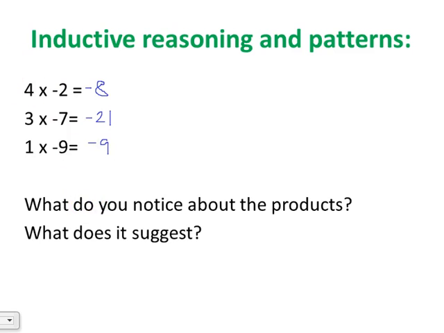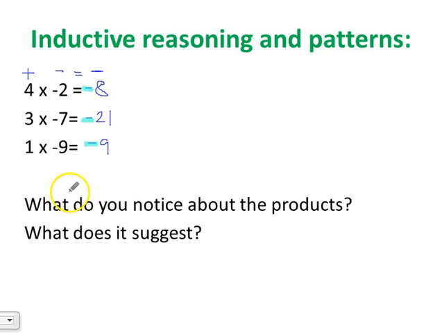So what do we notice about all the products? The product is what you get when you multiply two numbers together. Well, I notice that I have a negative number every time. And what do you notice about the two numbers that we multiplied? It was a positive and a negative, wasn't it? We multiplied a positive and a negative, and every time we multiplied a positive and a negative, we got a negative answer.